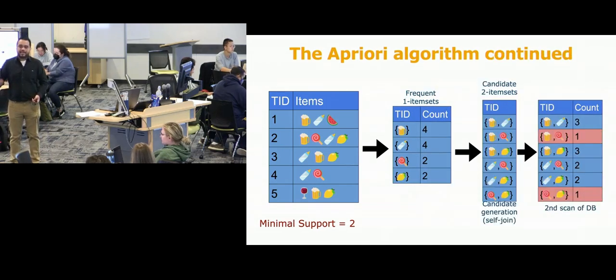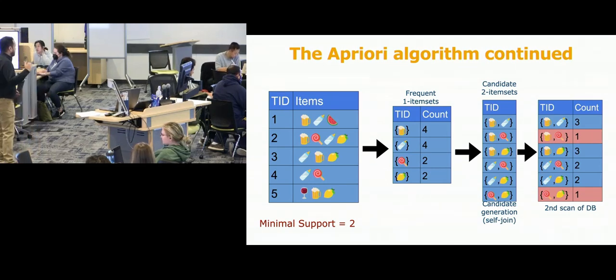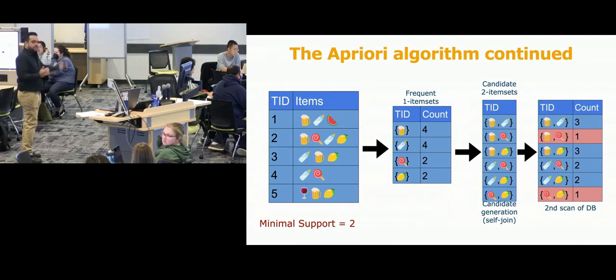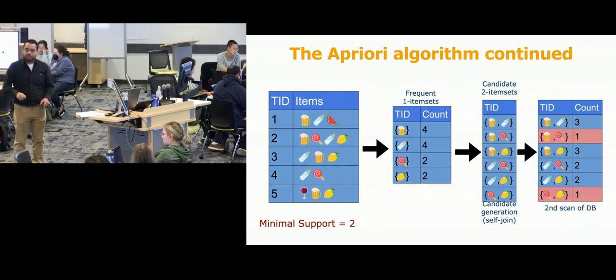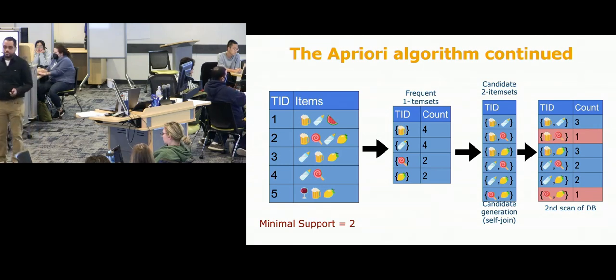So then we make a second pass. Note that we only start with the frequent 1-item sets. We do not go back to the original database. We start with the frequent 1-item sets and generate the candidate 2-item sets. And how do we do that? We just do what's called a self-join, right? We consider all possible pairs. There are 4 frequent 1-item sets, so we consider all pairs of those 4 items. It's 4 choose 2, so there are 6 possibilities. You can see milk and beer, milk and lollipop, and so on.